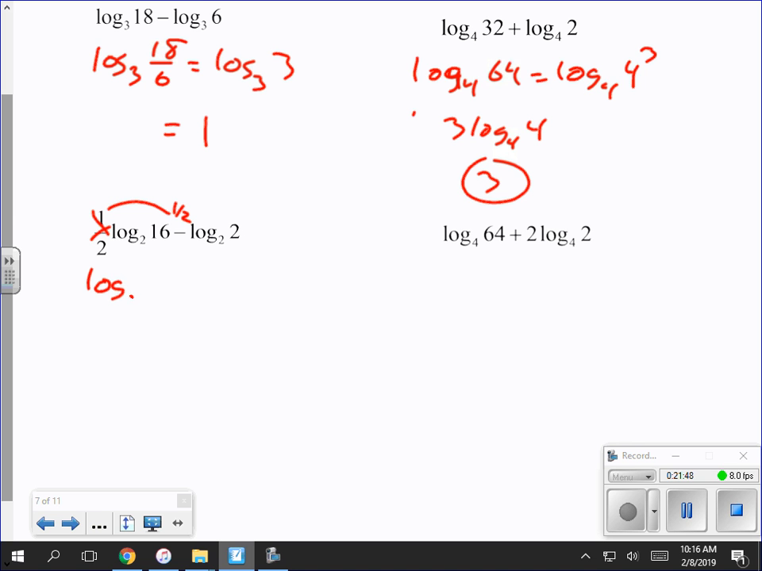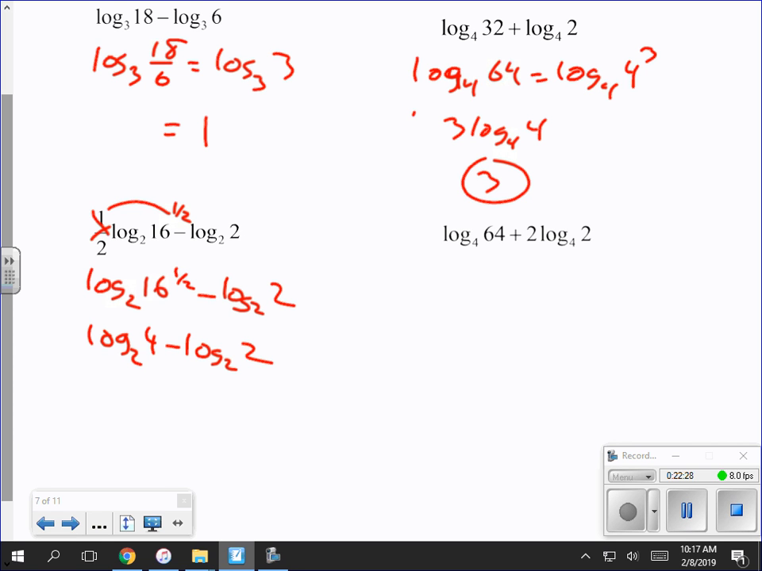So I have log base 2 of 16 to the 1/2 minus log base 2 of 2. 16 to the 1/2. 1/2 power is square root. What's the square root of 16? 4. So this is log base 2 of 4 minus log base 2 of 2. Now, you have options here. I can take the log base 2 of 2, and this is 1. And then I can simplify the log base 2 of 4, and take whatever I get from that and subtract 1.